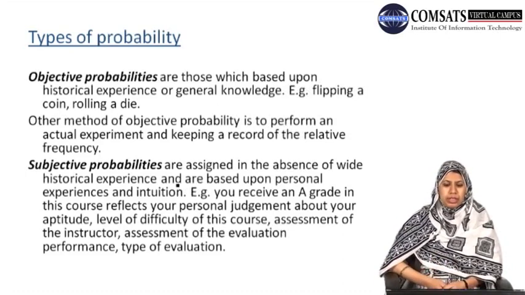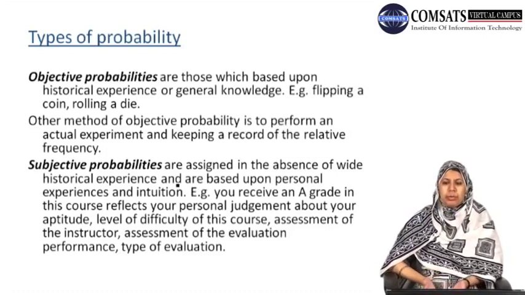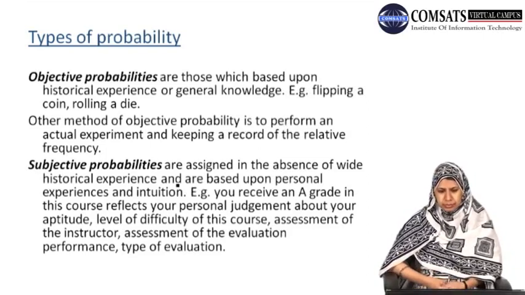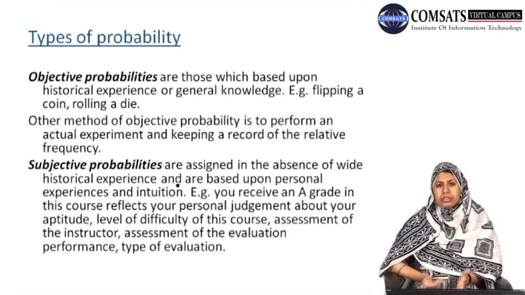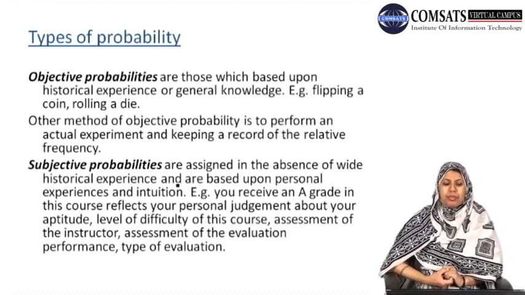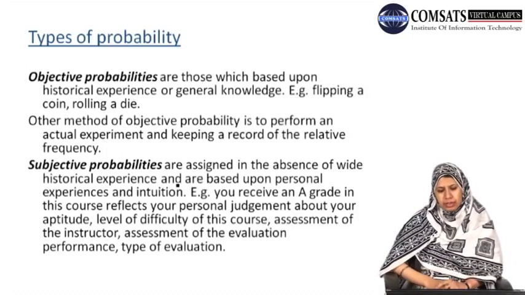When we flip a coin, we know from our historical experience or the general knowledge that the probability that a head will occur is 1 by 2, or the probability that a tail will occur is 1 by 2. And same is the case when we roll a die. That is, the probability that 3 will occur is 1 by 6. So objective probability is one in which we use our previous historical knowledge or experience, or we perform an actual experiment and keep a record of the relative frequency, and we come to know what will be the probability of that particular event.